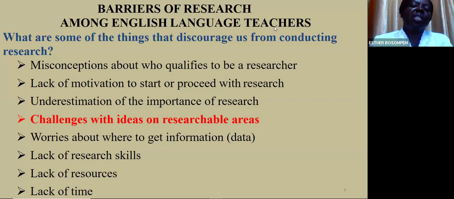Then one key thing is challenges with ideas on researchable areas. When we're contributing, someone wrote that you don't even know what to write about, you don't know where to start from. And that is very true. I've had a chat with different people, and many concerns border on the ideas, what to think about, what to research. Another thing is worries about where to get information. The person can think about a topic or a subject area and will wonder, how will I even get information? Where will I get it from?